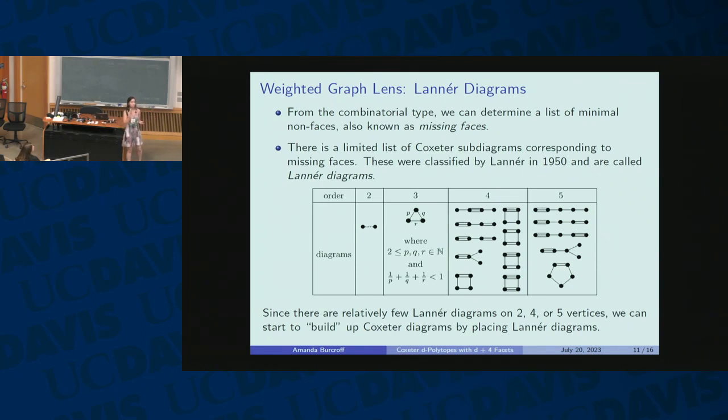And the subdiagrams of the Coxeter diagrams that can correspond to missing faces were classified by Lanner in 1950, and thus they're called Lanner diagrams. And they're given by this list here. So you'll note that we don't have Lanner diagrams on more than 5 vertices. And in the case that we have 2, 4, or 5 vertices, there's a small finite number of these Lanner diagrams. And so we can use these restrictions on what certain subdiagrams of our Coxeter diagram can be to start to build up potential Coxeter diagrams for our polytopes.